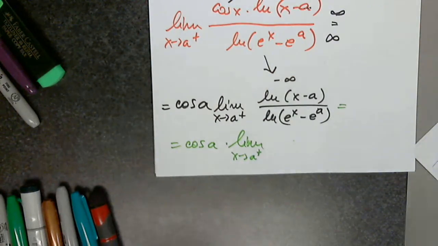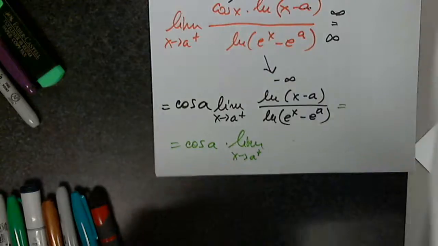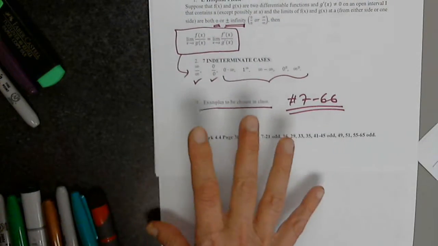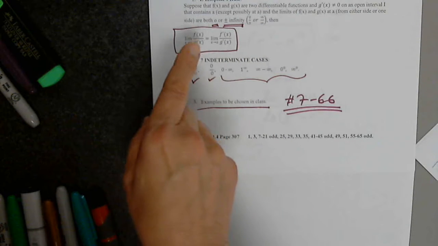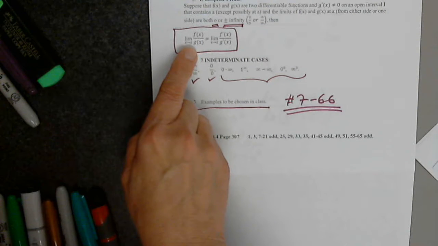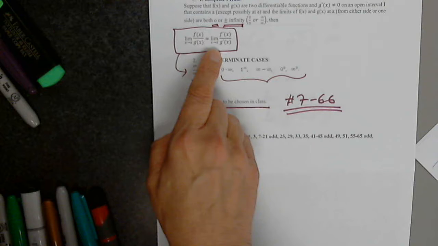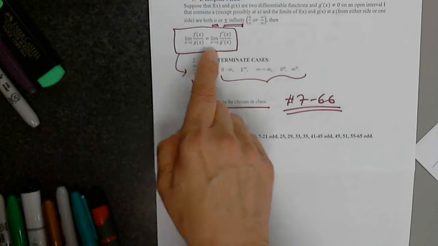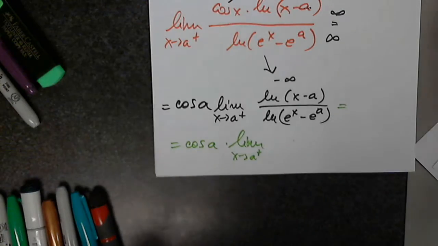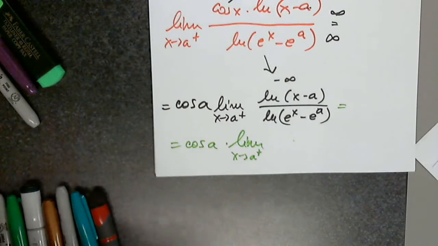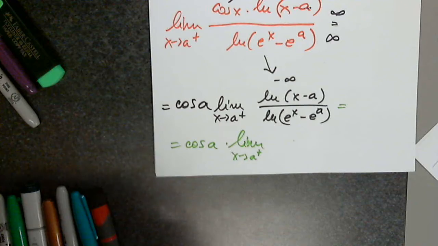L'Hopital's rule. Let's read L'Hopital's rule again. In the case of 0 over 0 or infinity over infinity, when I determine the limit of this, I can write the limit of the top prime over the bottom prime. Only for limits. You can never use this for functions.